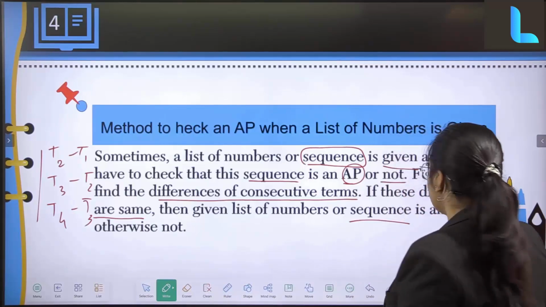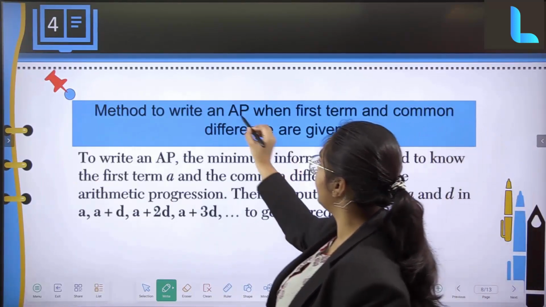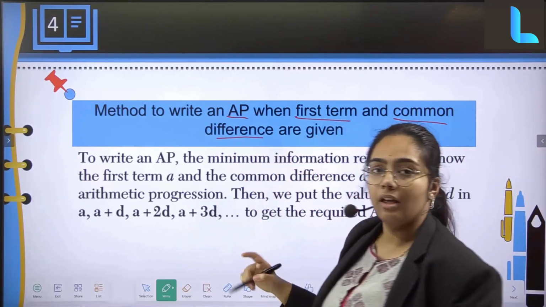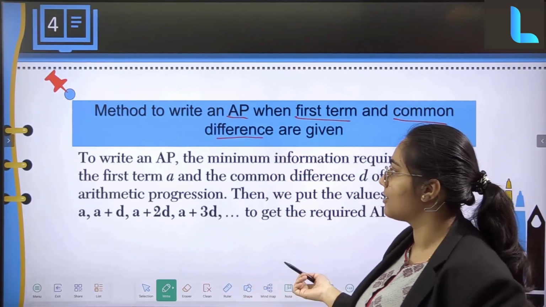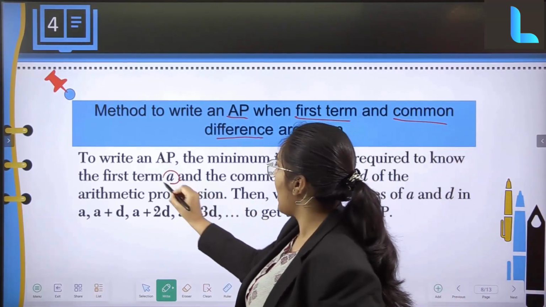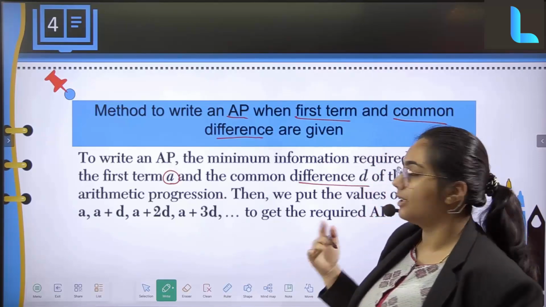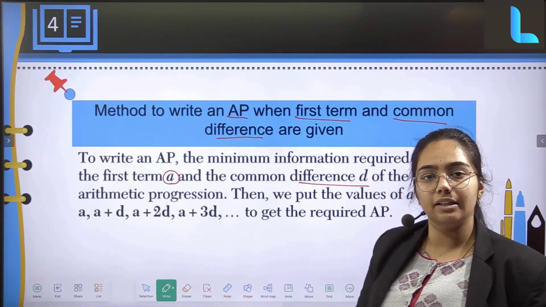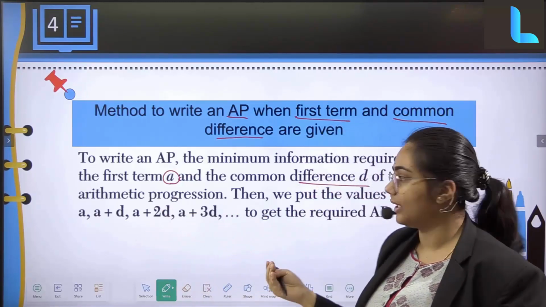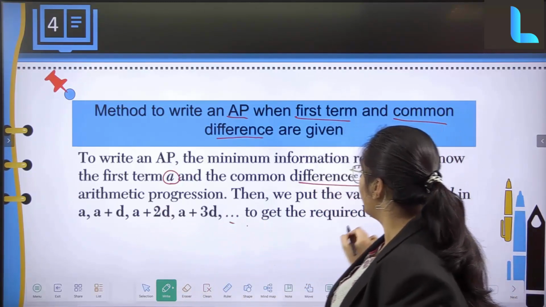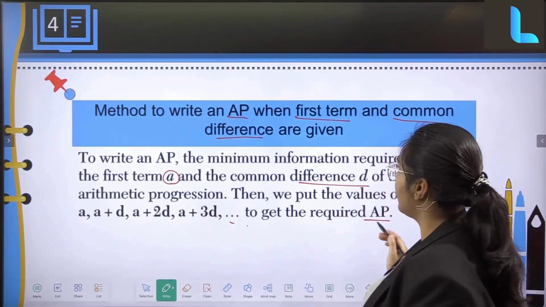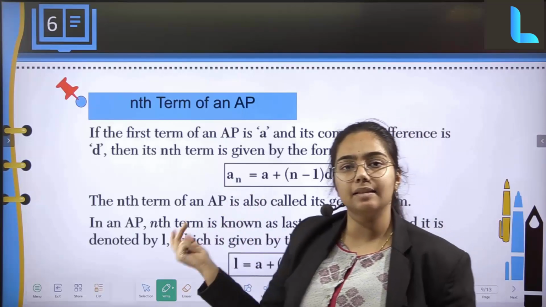Right. The next thing is the method to write an AP when the first term and common difference are given. First term is given, common difference also is given. That is the minimum information required, the first term and common difference of the arithmetic progression. We can just write it in the general format, which is A, A plus D, A plus 2D, A plus 3D and so on, to get the required AP.